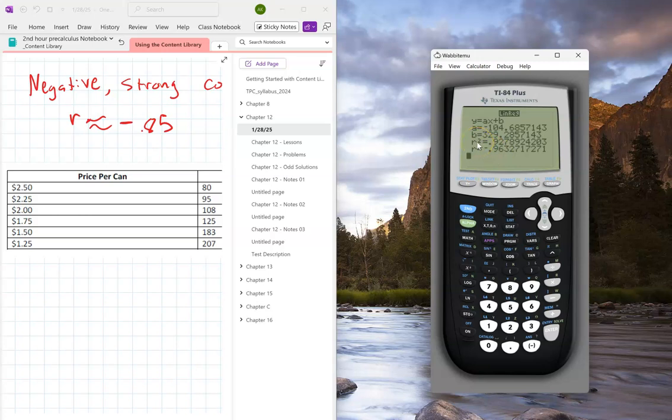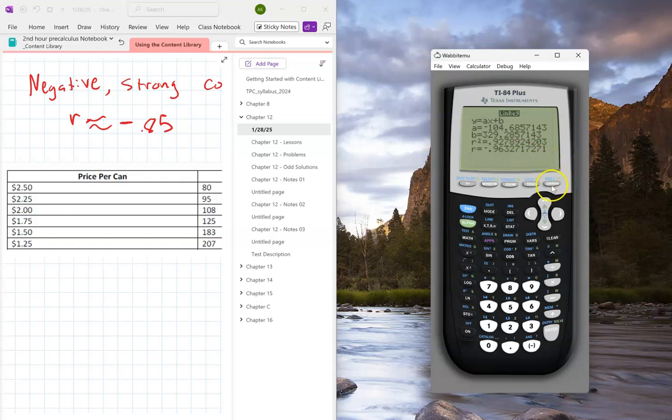The R squared, we haven't talked about what R squared is. Give me a minute and we'll get there. But the R value is negative 0.96, and so on. So our estimate of negative 0.9 was pretty good, right? Everybody's okay?